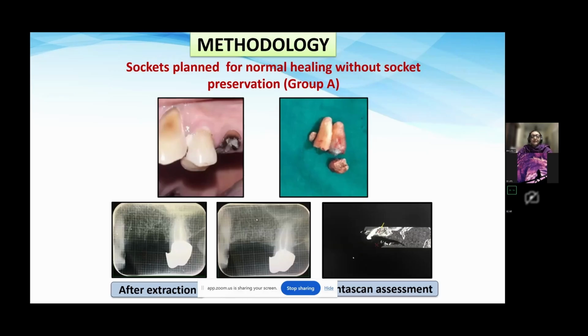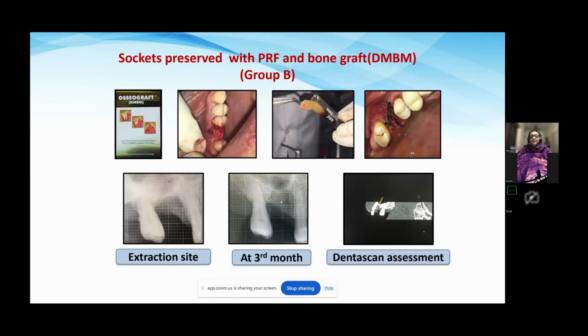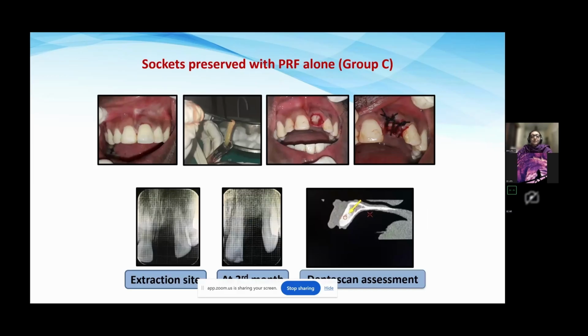These are photographs of those samples belonging to Group A where no preservation was done. We can see the radiographs taken at day 0 and the 3rd month, as well as the DentaScan assessment at the 3rd month. These are a series of photographs belonging to Group B where sockets were preserved using both PRF and bone graft, that is, demineralized bone matrix was used, and we can see the radiographs taken at the time of extraction, 3rd month, and the DentaScan assessment at 3rd month. And these are those sockets which were preserved with PRF alone, belonging to Group C, and the same protocol was followed here too.